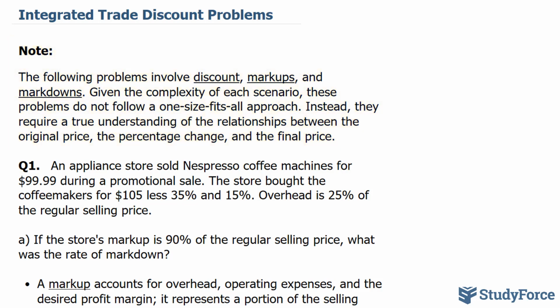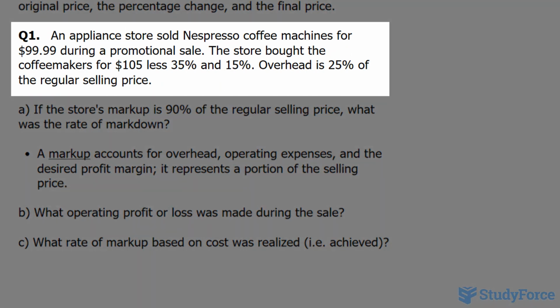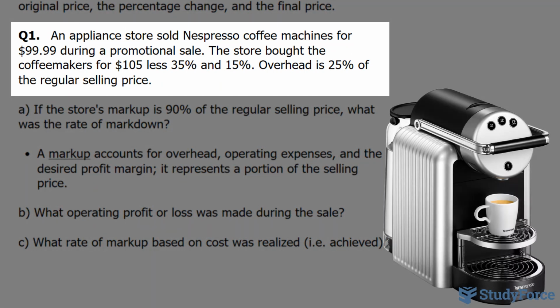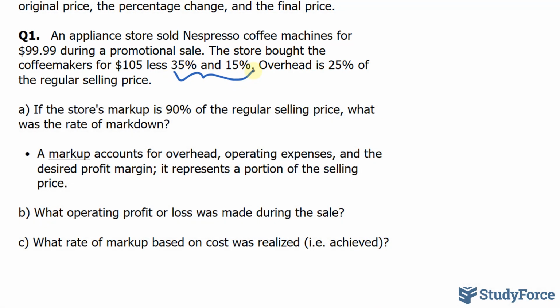With that being said, let's take a look at question number 1, which reads: an appliance store sold Nespresso coffee machines for $99.99 during a promotional sale. The store bought the coffee makers for $105 less 35% and 15%. That right there suggests a trade discount. Overhead is 25% of the regular selling price.